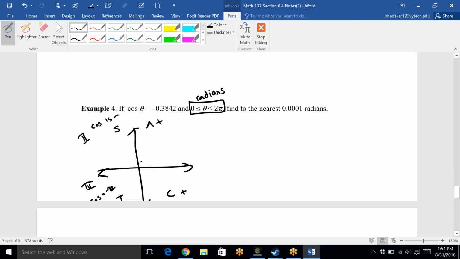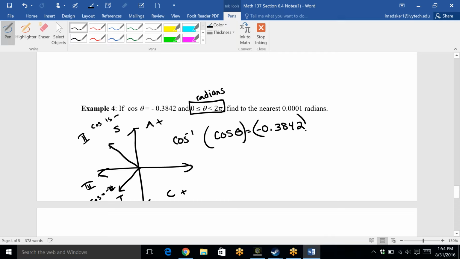So that means we could imagine having a reference angle over here and a mirror image down here. Okay, so cosine theta is negative 0.3842. This says that we don't know the angle, but we do know the ratio. If you want to work with theta and get that, you have to get rid of the fact that the cosine is being applied right now. So we use what's called the inverse.